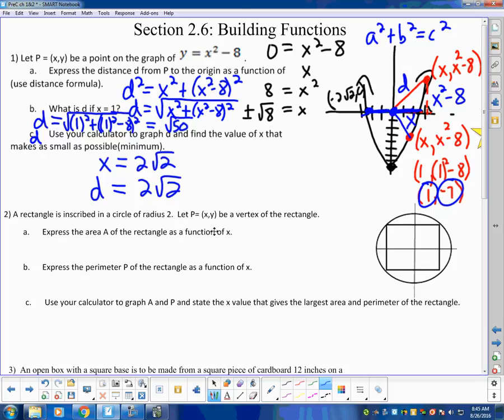How would I find the y coordinate here? Well, I could look at my graph. What is the y coordinate when the distance is minimum? It's 0. If I plug 2 root 2 into my formula up here, guess what I'll get?